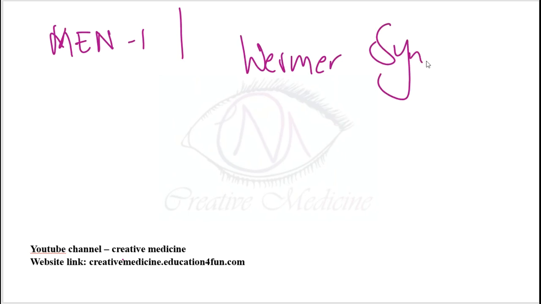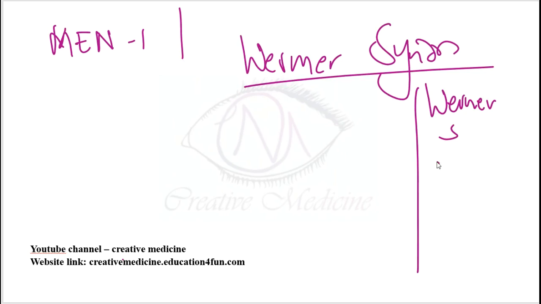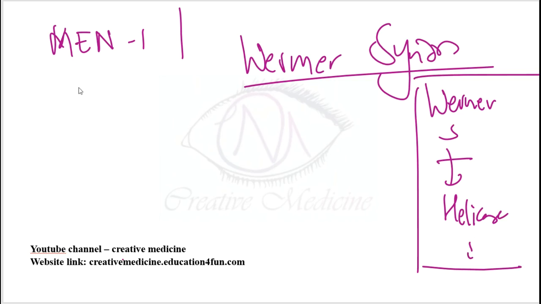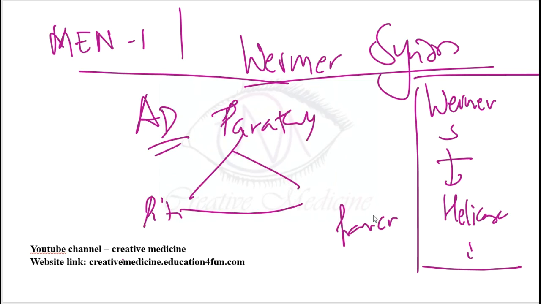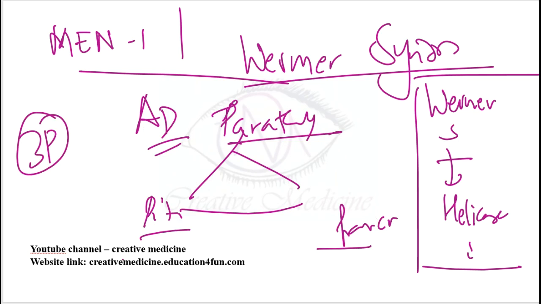Remember what is Werner's syndrome? It is a helicase defect, which will result in premature aging and progeria. Okay, then in Werner's syndrome or MEN 1, you will see autosomal dominant inheritance. It has a triad: parathyroid tumors, pituitary tumors, and pancreatic tumors. So this is the 3 Ps: parathyroid, pituitary and pancreatic tumors.